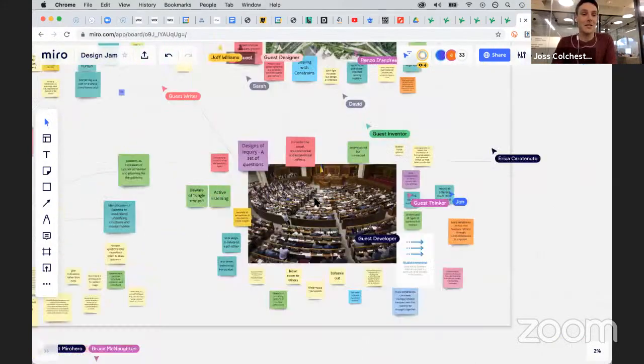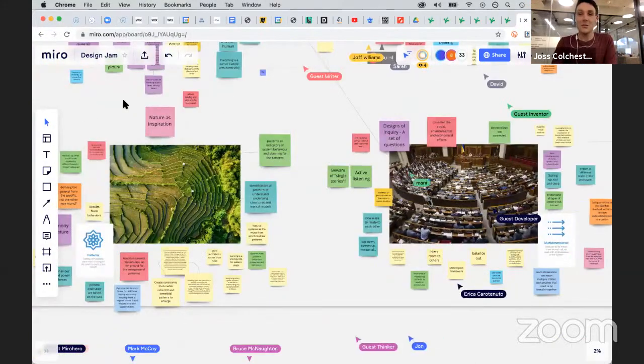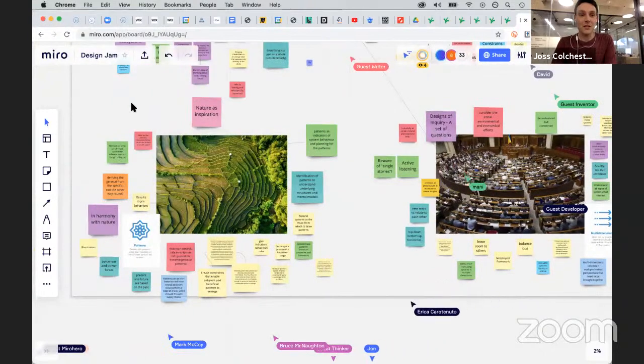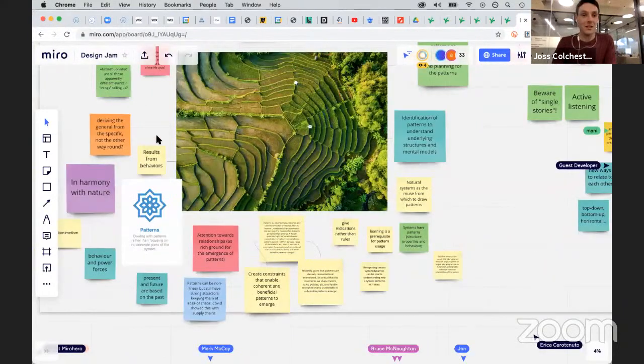Okay, so let's see what else we got down here. Probably just going to do one board today, right? We've got a lot of stuff up here.